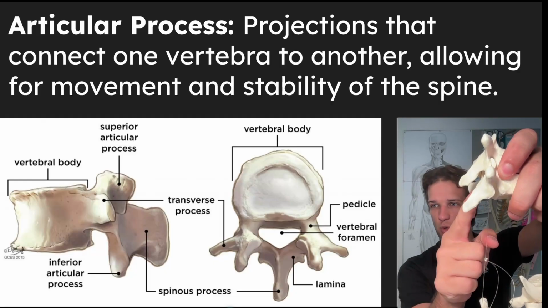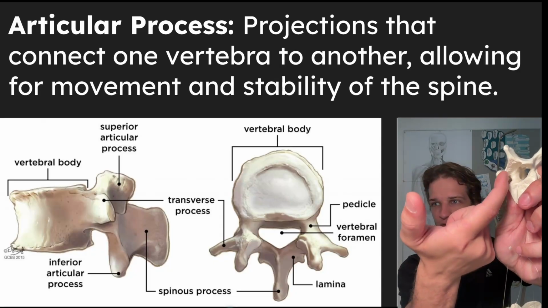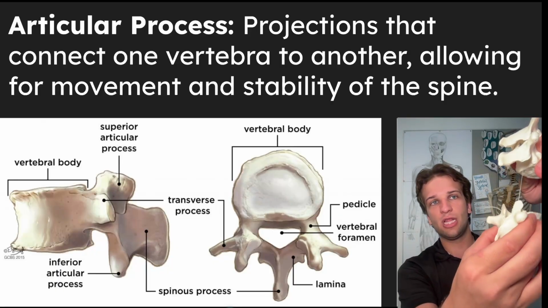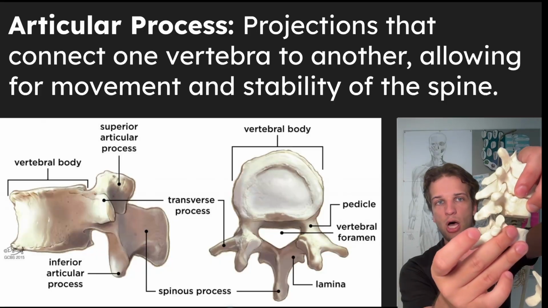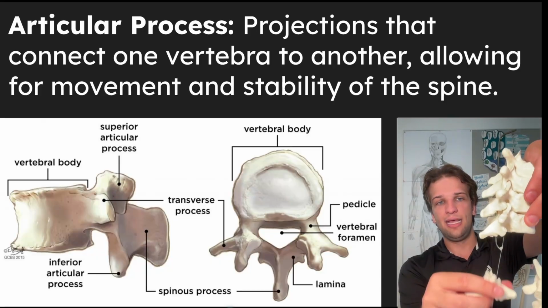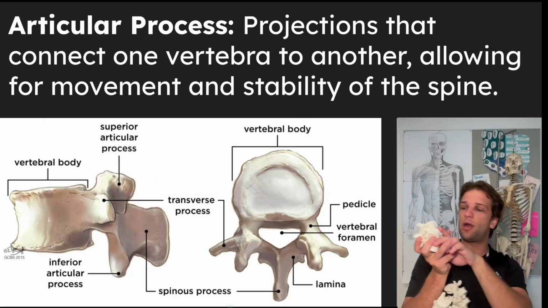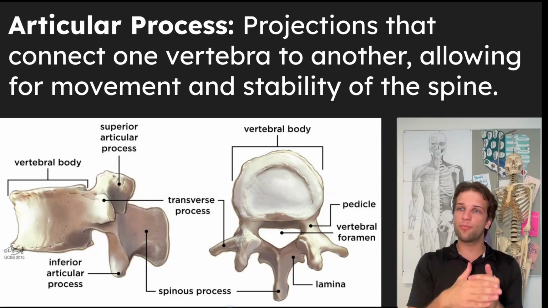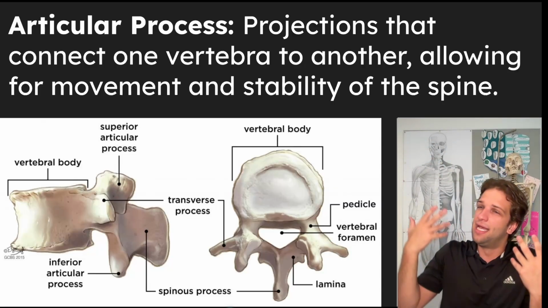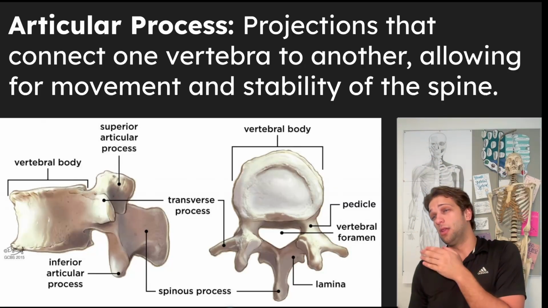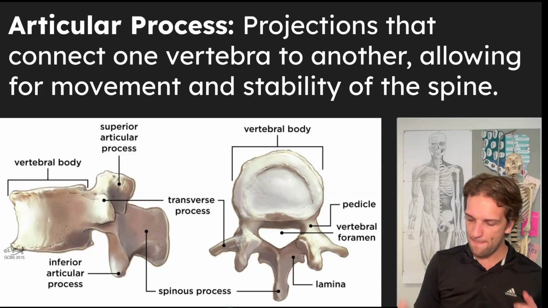Now, this one, it's inferior, right? Down here, its inferior articular process will slot into the superior one of the next one. And this will go on and on, right? It is these articular processes that allow one vertebra to slot into the next. And so a vertebra will have one on the top, one on the bottom, except for obviously the lowest lumbar vertebra and the atlas vertebra. Okay?